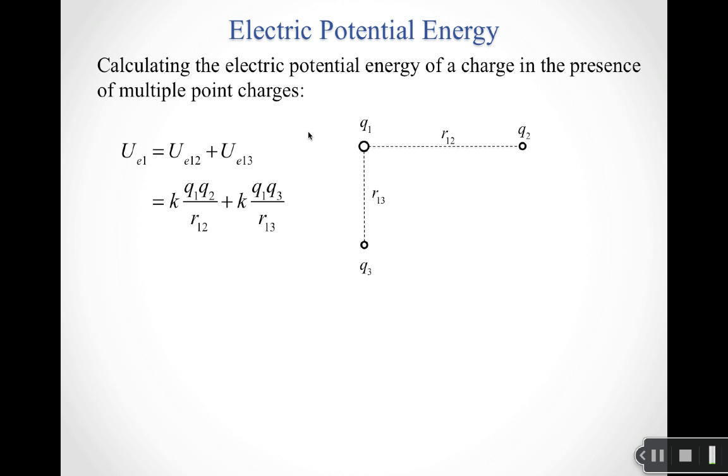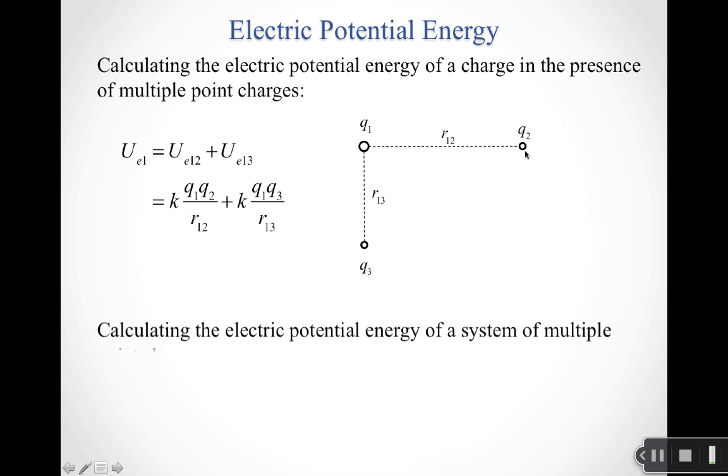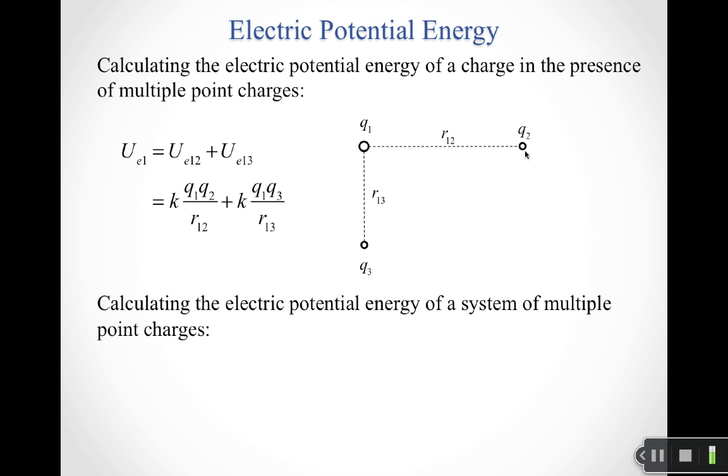So if I've got a set of point charges, then again I just have superposition that says the electric potential energy of charge 1 in this case is just the electric potential energy between 1 and 2 plus the electric potential energy between 1 and 3. So again, I've got two terms, one for each interaction that the charge I'm interested in has with all the other point charges in the area.